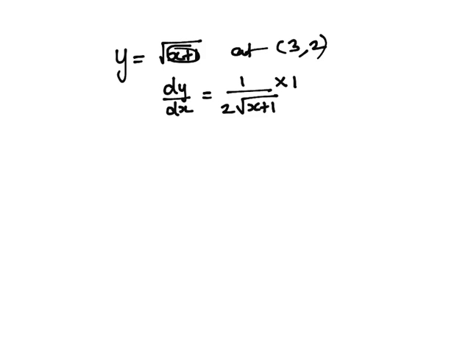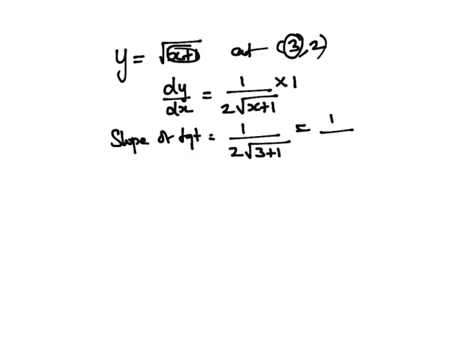Okay, so let me find the slope of tangent. So slope of tangent, how do I find it? Very simple. I replace x with 3. This 3. So 3 plus 1. So I get 1 by 4. Okay, so this is the slope of the tangent.